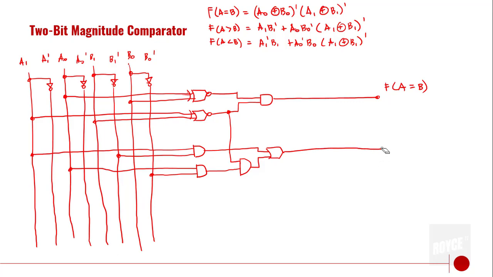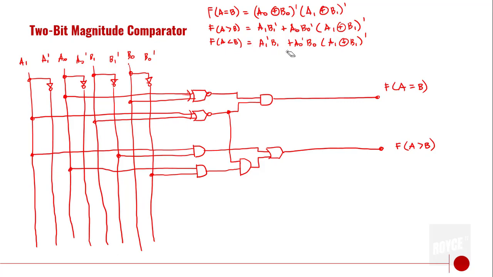Ayan. Meron na tayong f of A greater than B. Tama? So, ito, nakatipid tayo dito. Instead of using tatlong XNOR, yung output ng first expression, inuulit-ulit lang natin gamitin. So, magagamit ulit natin yan dito sa sunod.